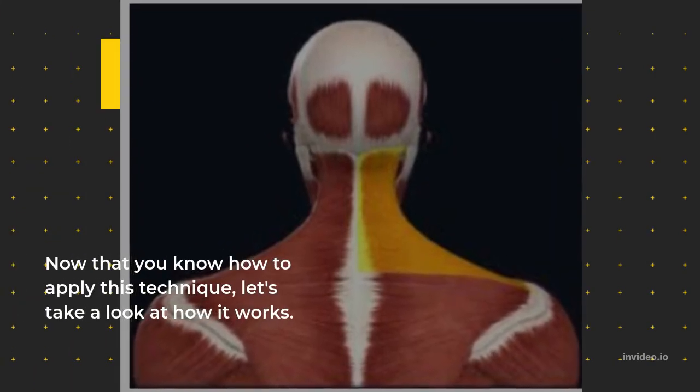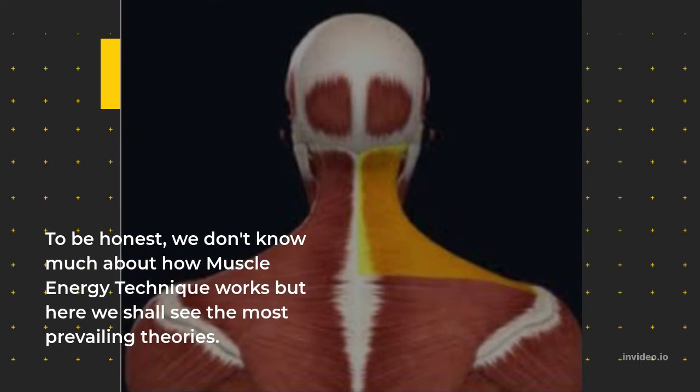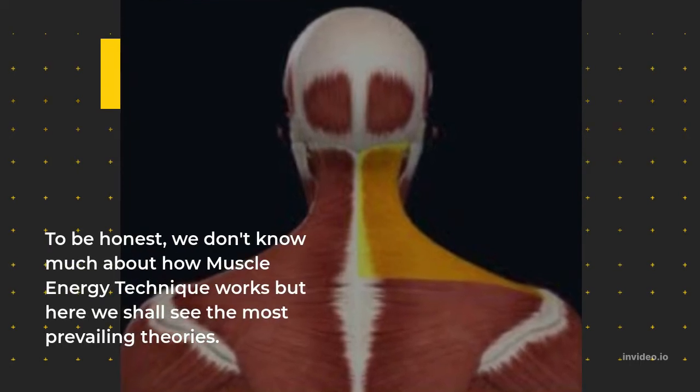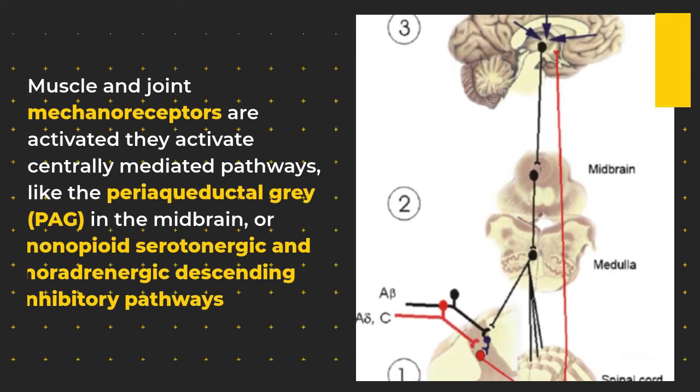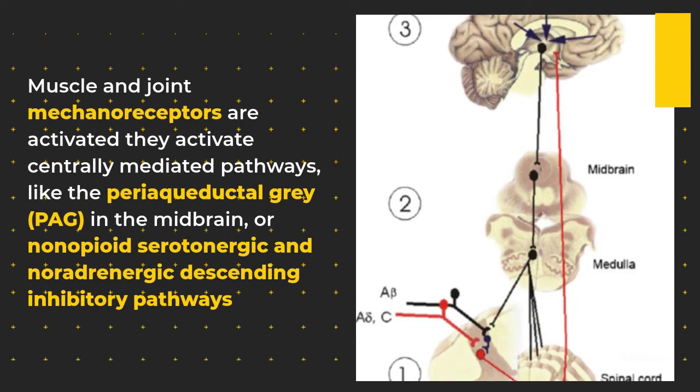Now that you know how to apply this technique, let's take a look at how it works. To be honest, we don't know much about how muscle energy technique works, but here we shall see the most prevailing theories. Theory 1, pain relief may involve central and peripheral pain modulatory mechanism. During isometric contraction, muscle and joint mechanoreceptors are activated, hence they activate centrally mediated pathways, like the periaqueductal gray, PAG, in the midbrain, or non-opioid serotonergic and noradrenergic descending inhibitory pathways. This might be the reason for pain reduction after this technique.